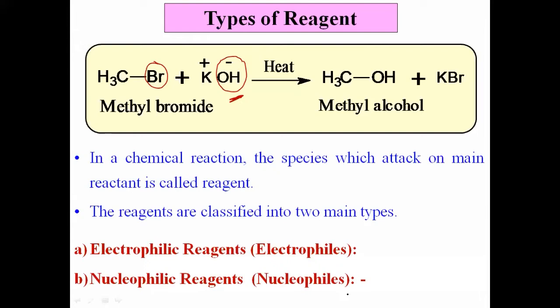Now, in this concept, we are going to discuss both the types of reagent in detail, what is meant by electrophilic and nucleophilic reagent. Okay, now let us see one by one. First, about the electrophilic reagent. First, tell me what is meant by reagent. Yes, the species which attack on the main reactant in a chemical reaction is called reagent.